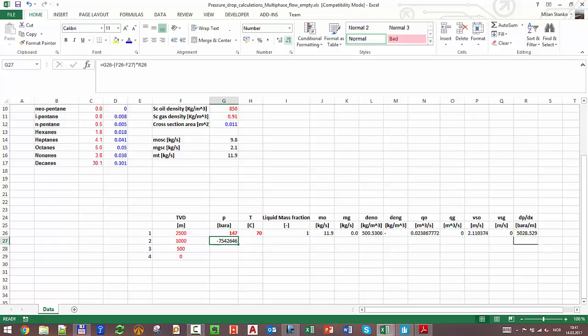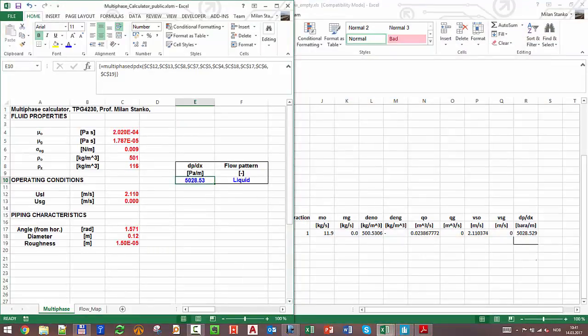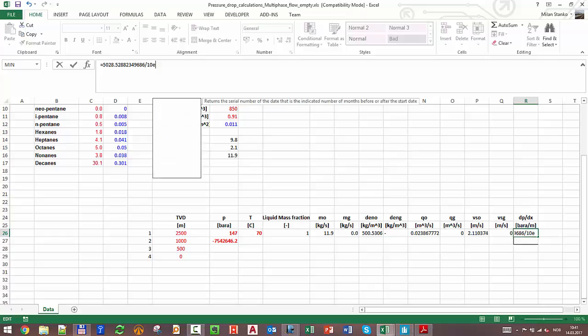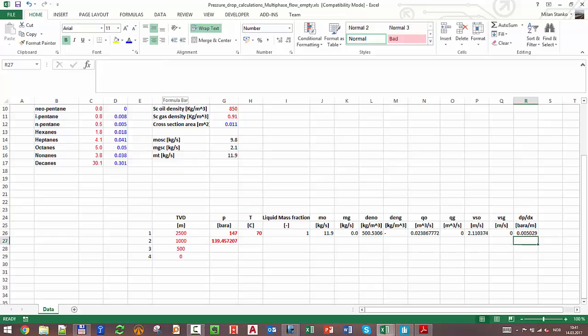Okay, and that gave me actually a huge number, let me just copy that and put it there. Oh yeah, this is in bar and this is in Pascal, right? I think this is giving me Pascal per meter. So I have to divide that by how much? 10 to the 5. Okay.